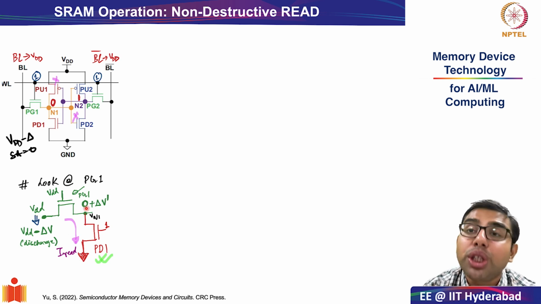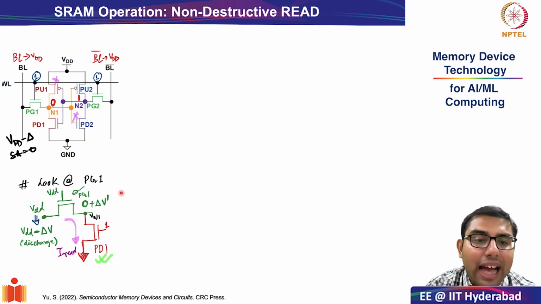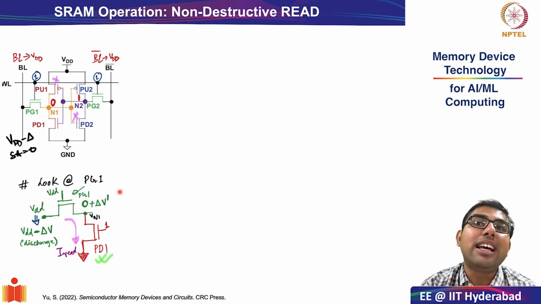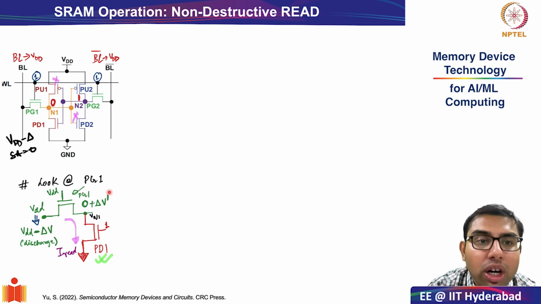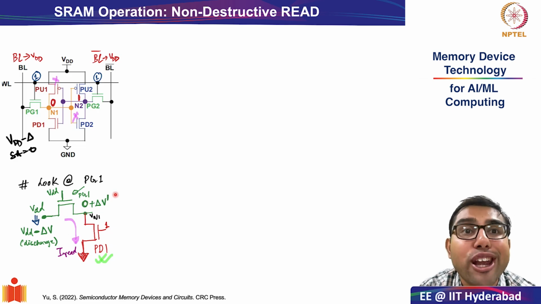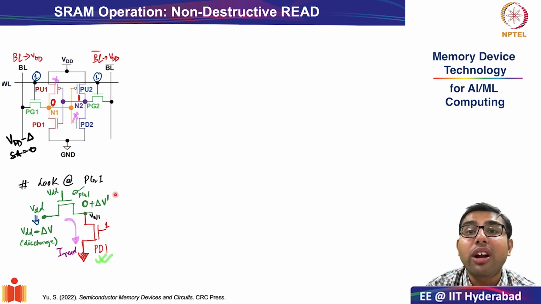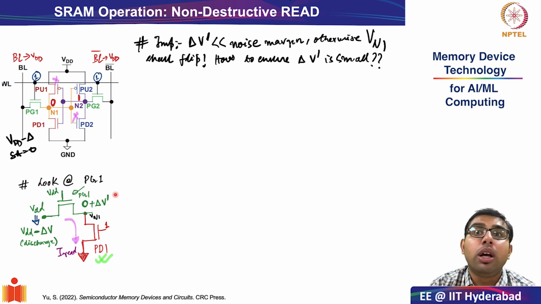Okay, what do you think should be the condition that you have a non-destructive read? It doesn't look like it is an absolute non-destructive read. Why is it not an absolute non-destructive read? Because for a small fraction of time, or for a small transient, the value of internal node N1 is not always at 0. It is becoming 0 plus delta V dash. But to ensure non-destructive read, at least we can make sure that delta V dash is very, very tiny. And what is the definition of tiny? As we have seen, it should be much less than the noise margin of your SRAM cell.